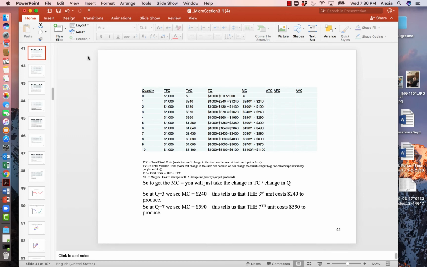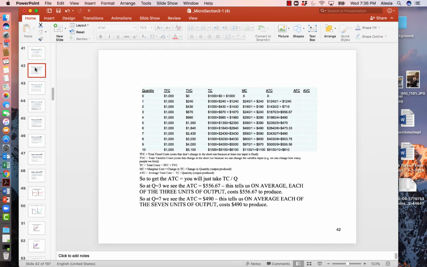There are mathematical relationships between the product curves and the cost curves as well. Then to get the average total cost, you take your total cost and divide it by some quantity. Remember, in costs, it's the output that's being produced. So the total cost is 1,240 divided by 1, and here the total cost is 1,430 divided by 2, and so forth. So we get, on average at some quantity, what each of those units is costing us.